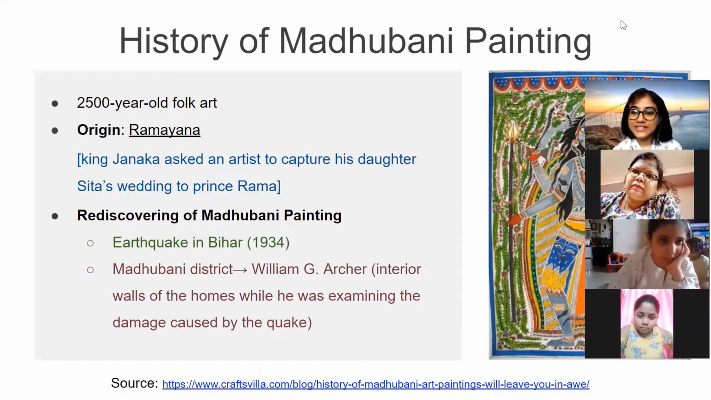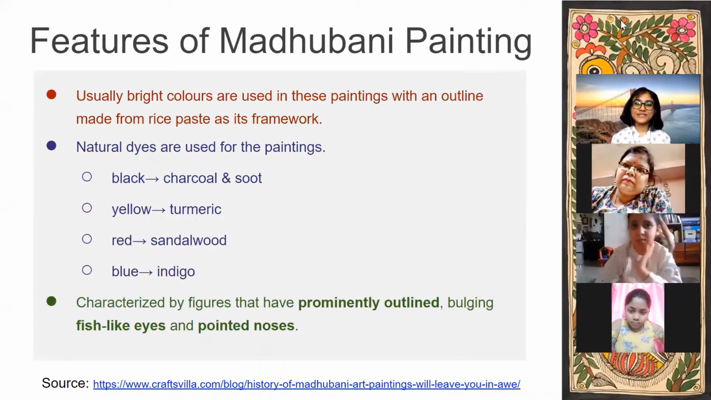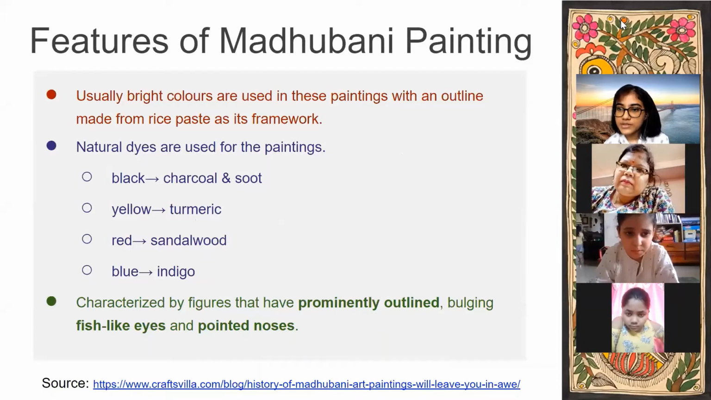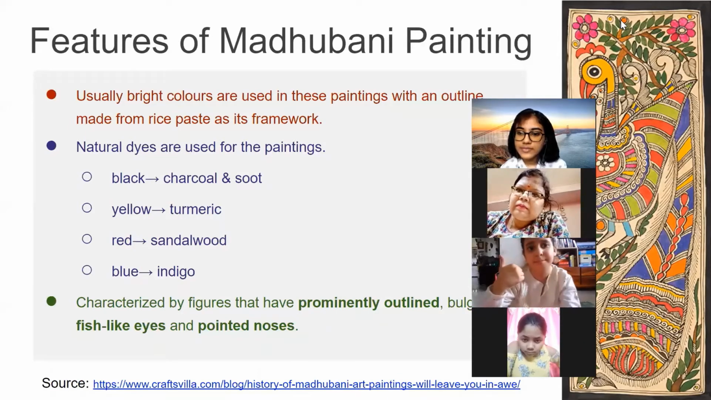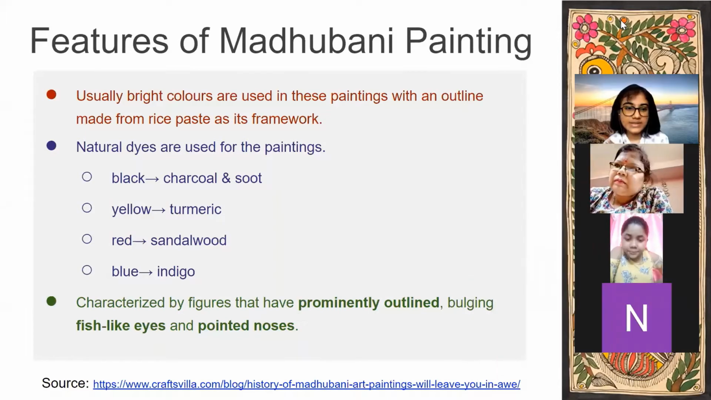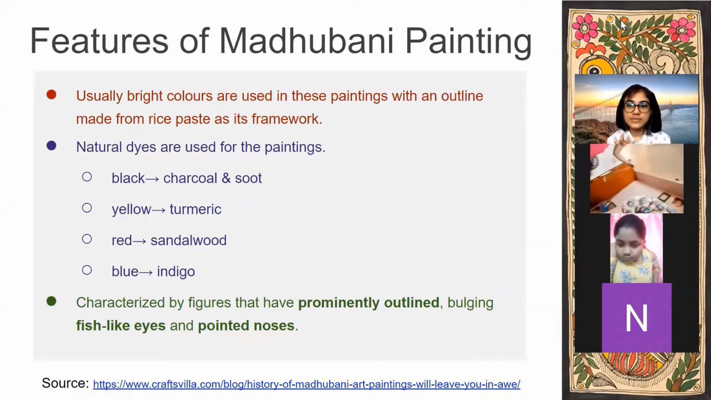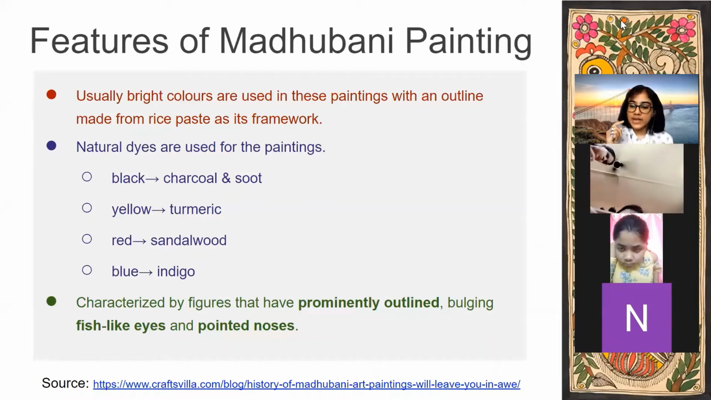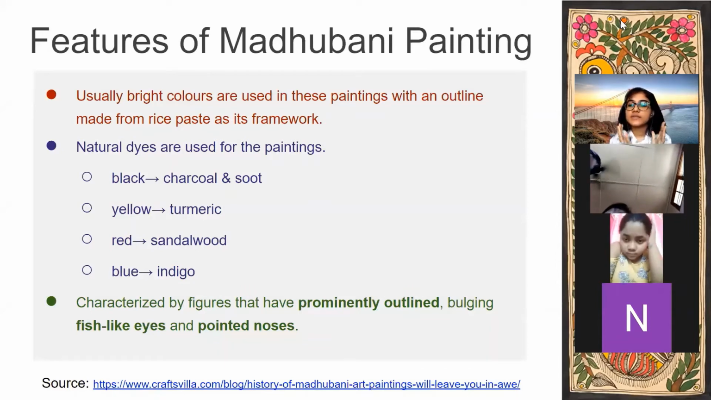Okay, I guess no. So let's go to the features of Madhubani painting. Can you see the picture on the right? Yes. So if you see those pictures, these are very bright colors. They don't use subtle colors. They use really bright red, blue, green, the ones that really catch your eye. So they use bright colors. And how these colors are made is from natural dyes.